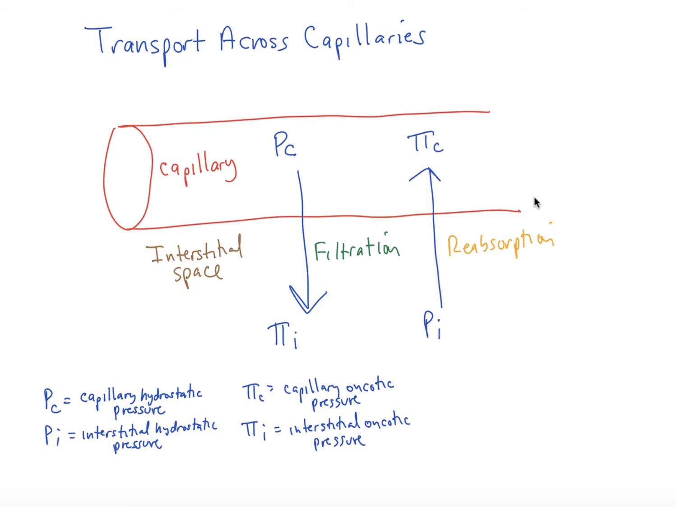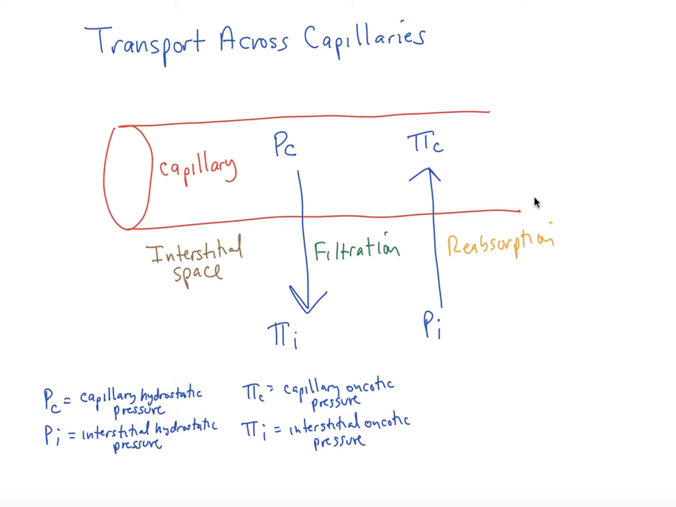So now we're going to talk about the transport across capillaries. What we have drawn here is a capillary with some important pressures that are going to be dictating what direction fluid moves between the capillary and outside the capillary, which we call the interstitial space. So first, let's take a look at the hydrostatic pressure in the capillary. And we have down here a little guide to what these symbols stand for.